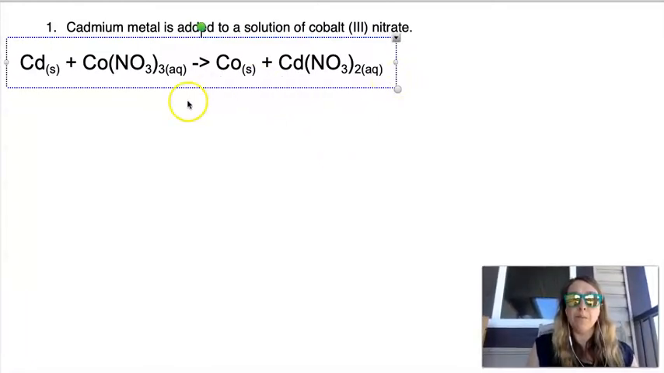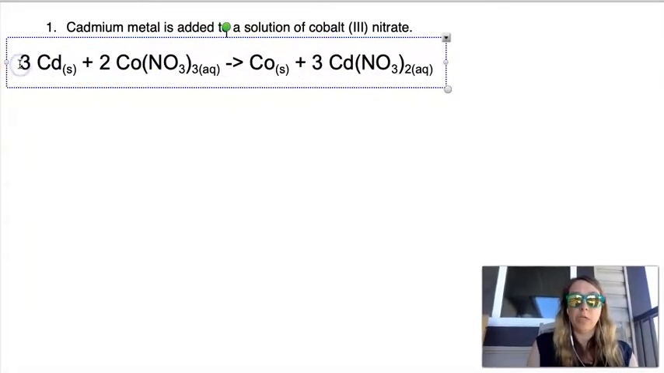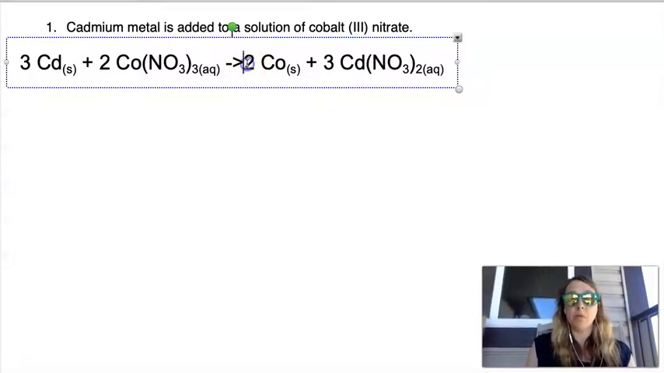Okay, we need to balance this, right, because it's not balanced right now. If I look at the nitrates, I have 2 on this side and 3 on this side. So we're going to throw a 2 in here, and we're going to throw a 3 here. And then because of that, we're going to need a 3 with that cadmium and a 2 with that cobalt. Okay, so there's our balanced chemical equation.